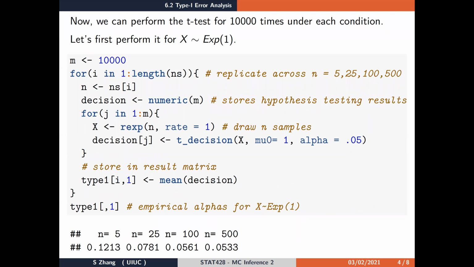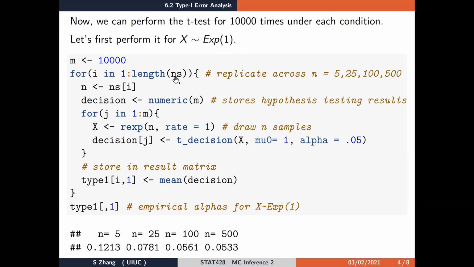Now we can perform the simulations under each condition. Let's first do it for the case where x follows the exponential distribution with rate 1. As we said before, we will replicate this for a total of 10,000 times. Under this distribution, we need to consider several possible sample sizes: n equals 5, 25, 100, and 500. And that is stored in the ns vector we created earlier.